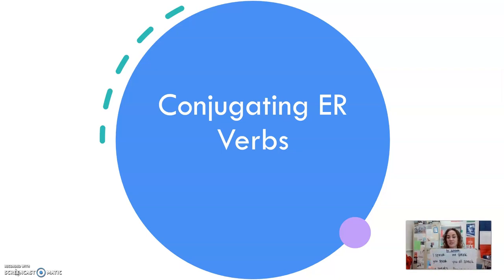So here is what a conjugated verb would look like in English. I speak, you speak, he speaks. There it is. We've conjugated it by adding a little S. So that is what conjugating in English looks like. Usually it's pretty easy. The il, elle form, the he, she form gets an S. In French, there are different endings that we're going to add for every subject pronoun. So let's look.